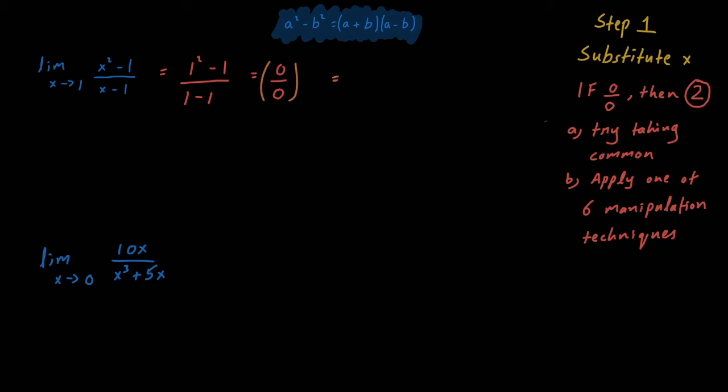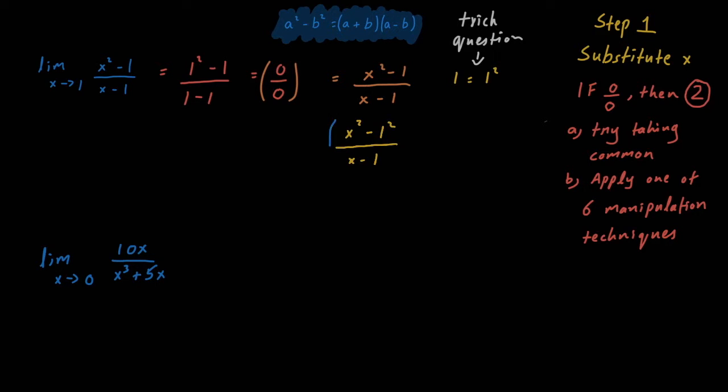We can see that we cannot take anything common from either the numerator or the denominator. So we will jump onto the second step, which is applying the manipulation technique. Over here, you can see that 1 can also be written as 1 square. This is also one of the trick questions that the examiner loves giving in the exam. So our expression would become x square minus 1 square divided by x minus 1.